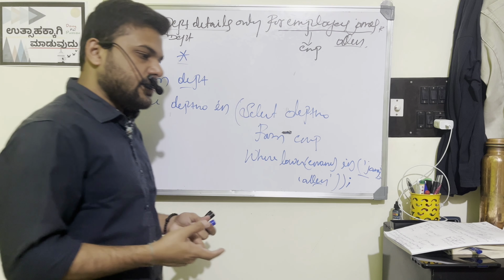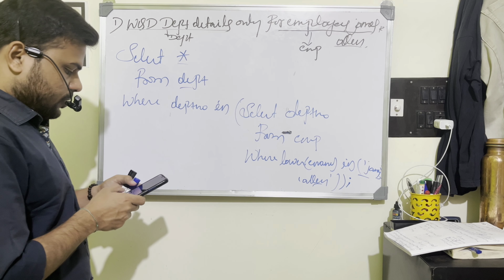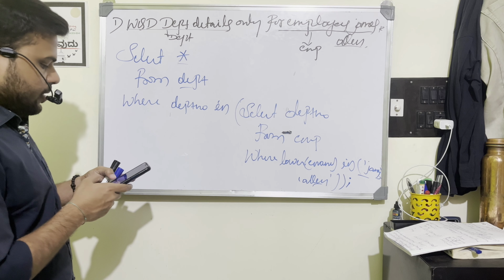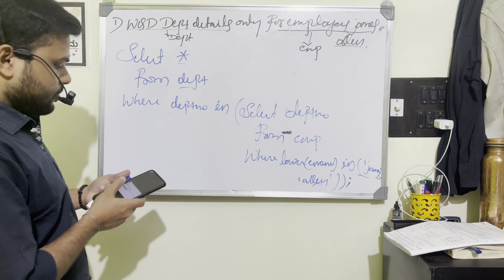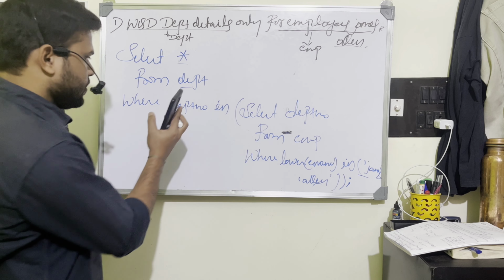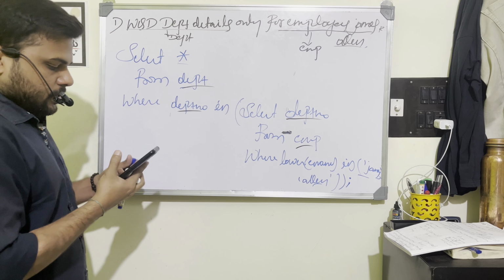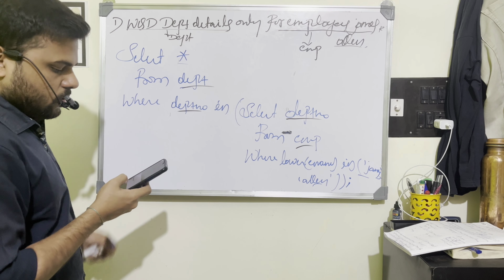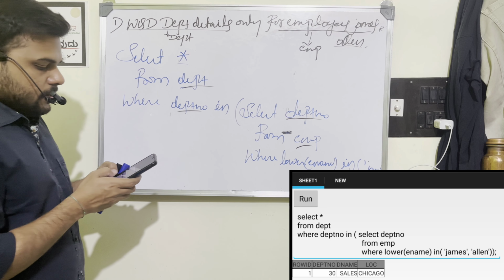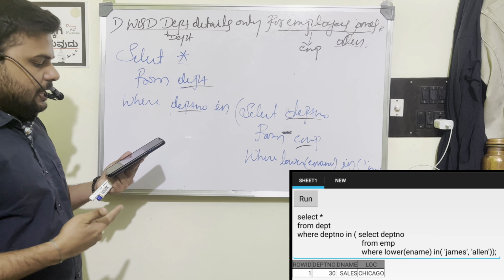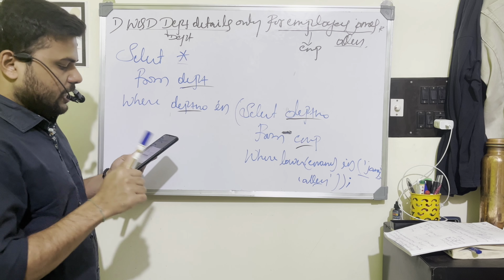Okay, let me execute this query. Select star from DEPT where the common column DEPTNO in select DEPTNO from EMP where lower of ename in James and Alan. These two are the common column in the department table and EMP table. See, I am getting department number 30 with department name and location. I am getting the department details.